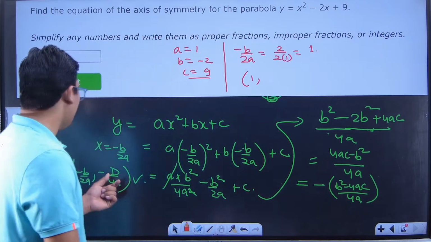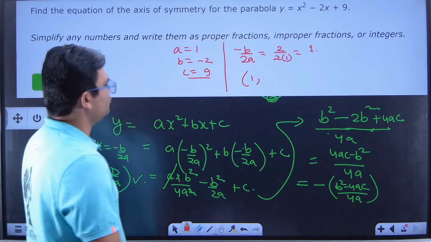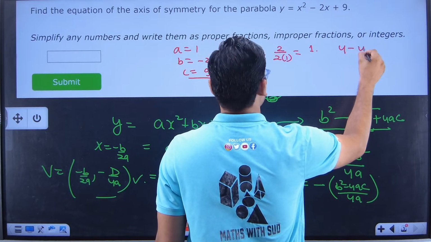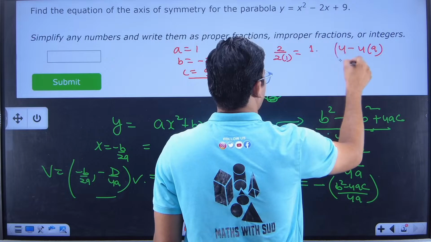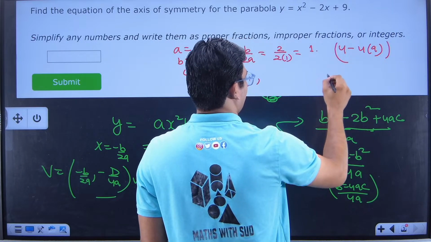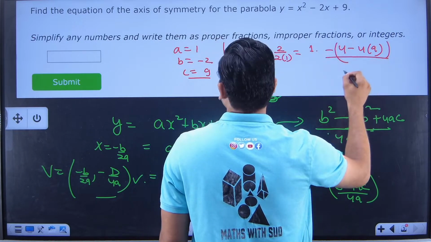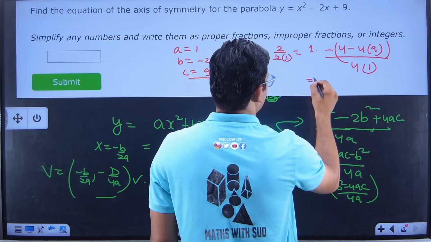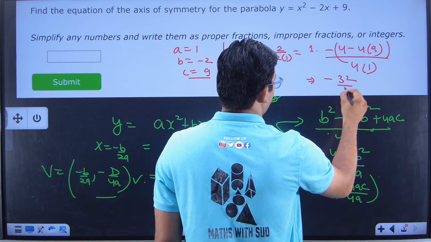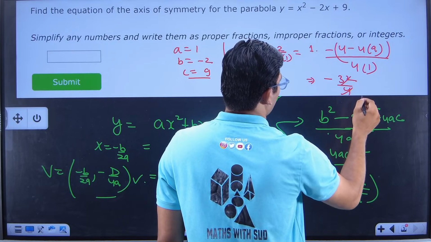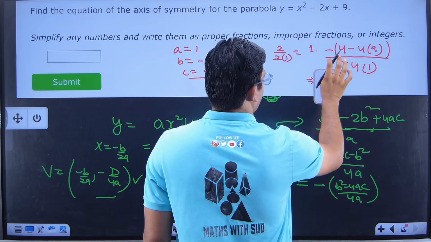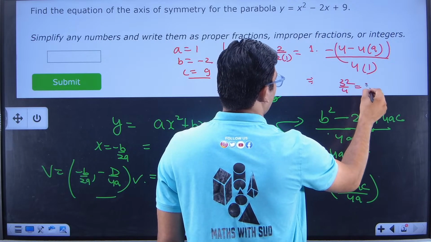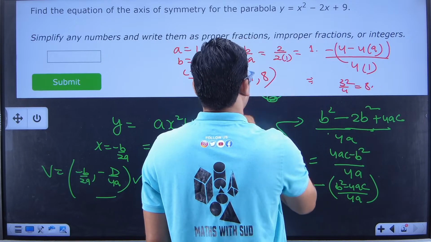Now if you put the value of b squared minus 4ac, b squared is going to be 4 minus 4 into 9. So that is how much? 36, so 4 minus 36 is minus 32. So minus 32 divided by 4 into a, which is 1. So minus of minus 32 divided by 4, the minus of minus will become plus. So 32 divided by 4 will become 8. So it is 1 comma 8. Did you get that?